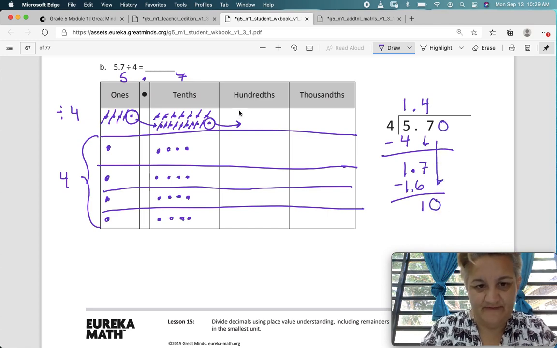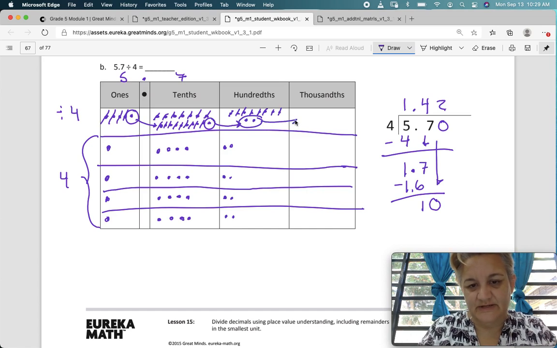So now, if I move that into the hundreds place, I have 1, 2, 3, 4, 5, 6, 7, 8, 9, 10. 4 goes into 10 2 times, right? 1, 2, 1, 2, and so on, and I have 2 left over. So these 2 are going to go into the thousands. 1, 2, 3, 4, 5, up to 20 over into the thousands, right?